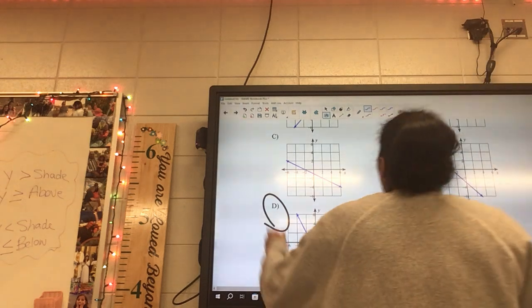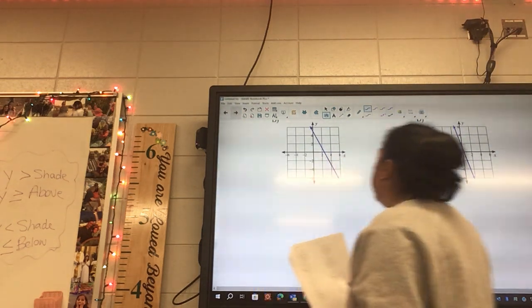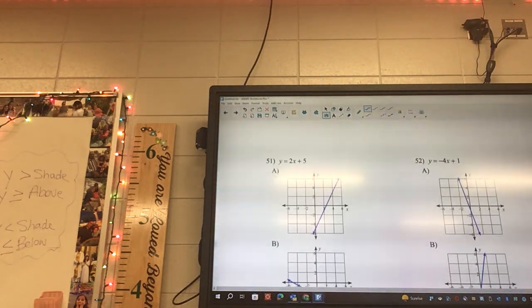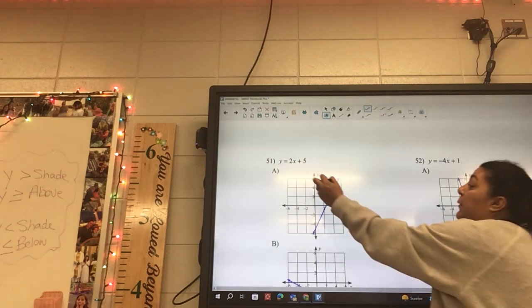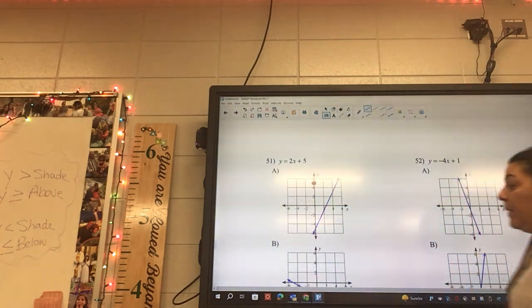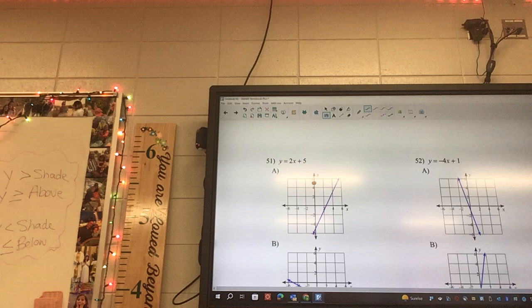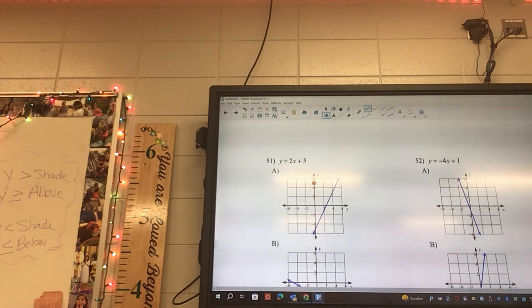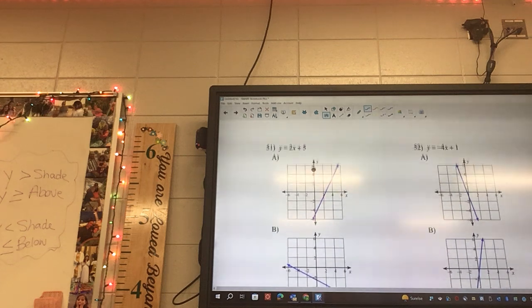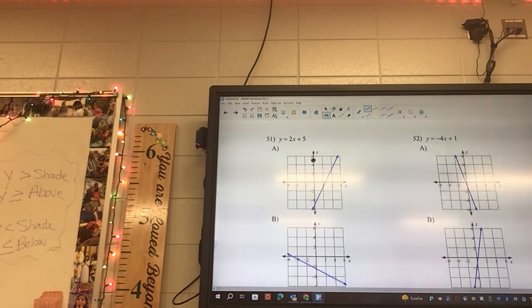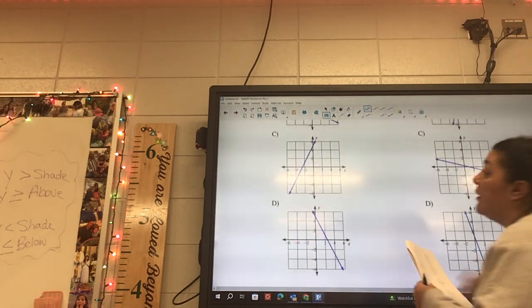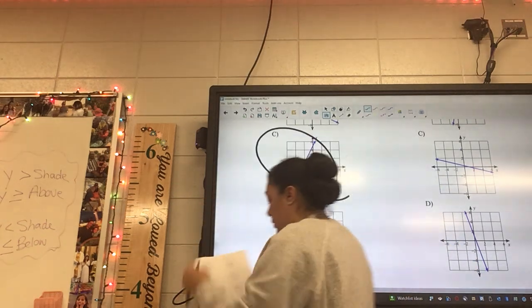Okay, 51. Where does that graph start? What is the y-intercept? At 5. So that means that it's gonna run through 5 right here. Does A work? No. What about B? Nope. Does C work? Yes. And does D work? Yes. So which one is it? C, because it's a positive line. D is a negative line and we have a positive slope, so it should be a positive line.